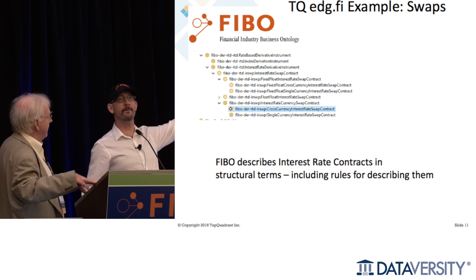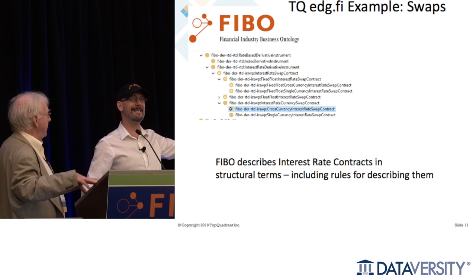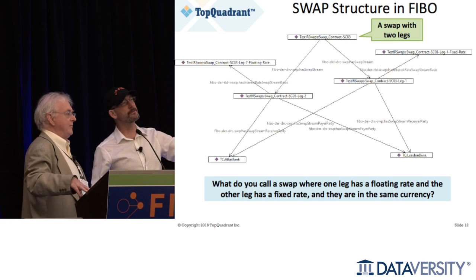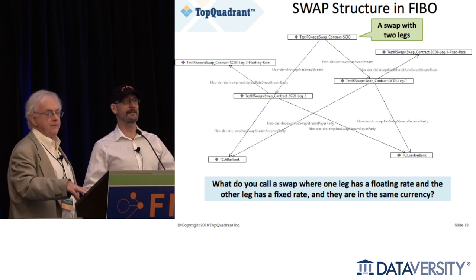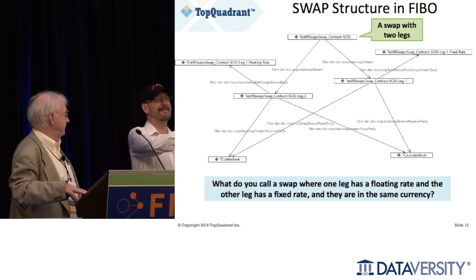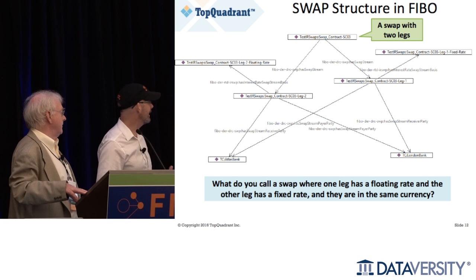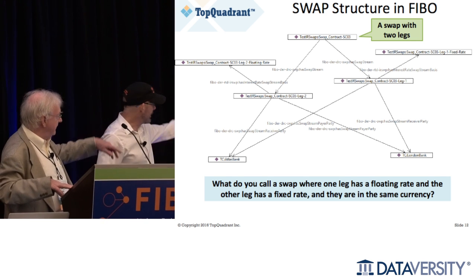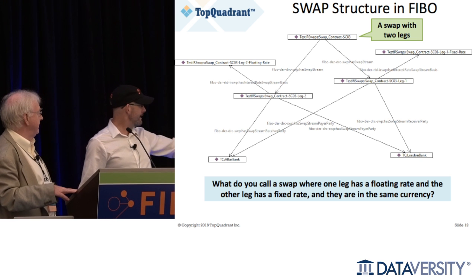We're using SPIN with some of the rules in FIBO to take this data and draw that conclusion. In the State Street POC, you saw other technology doing this. The idea of FIBO, of course, is that it's as technology neutral as makes sense to be. And the graphics here are from TopBraid, with the SPIN engine running in TopBraid.